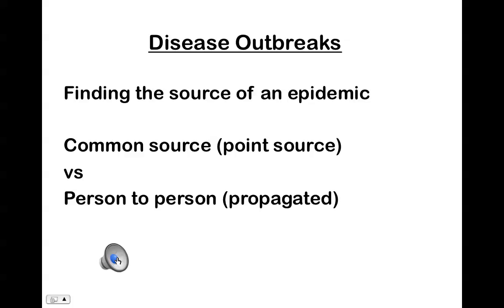Finding the source of an epidemic. Is an epidemic occurring because of a common source, also known as a point source, or is it person to person, a propagated epidemic or outbreak?